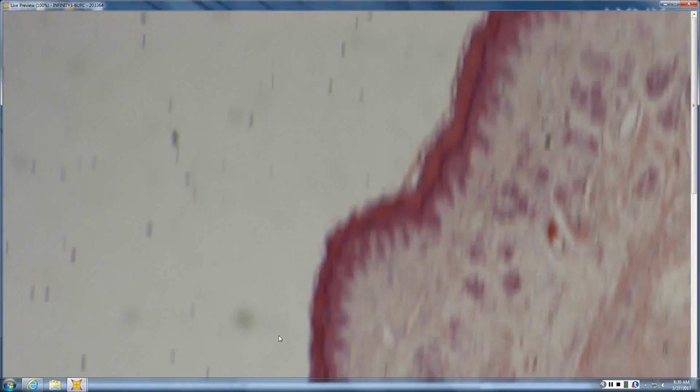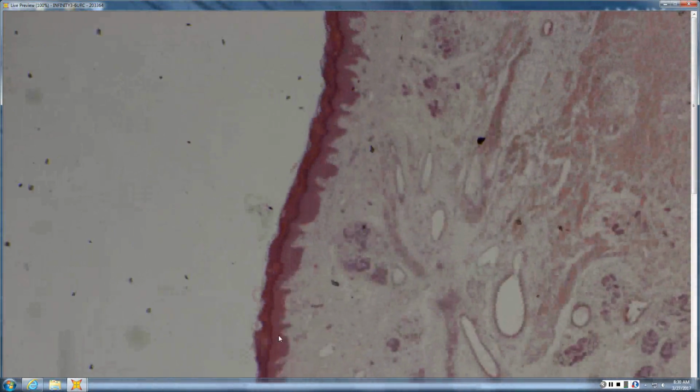It looks polypoid. There are nerves in there. Accessory digit, supernumerary digit, or any of those names.